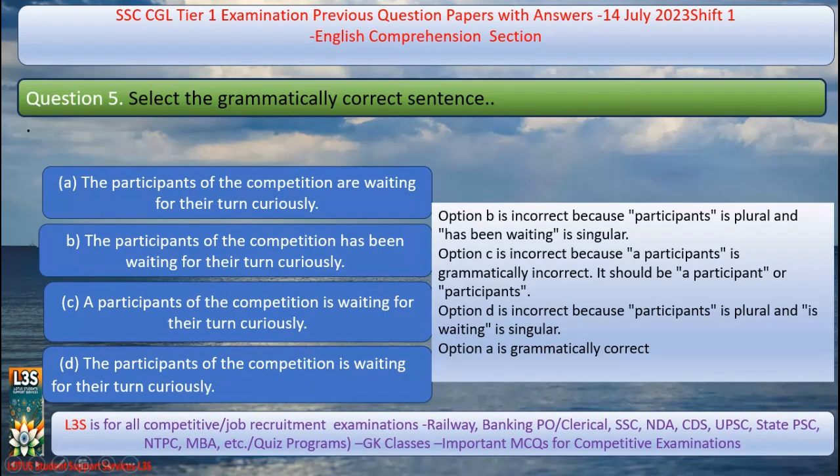And then next, C, a participants of the competition is waiting for their turn curiously. A participants is not correct. It should be a participant. So it is wrong. Then D, the participants of the competition is waiting for their turn curiously. Again, it is plural and it should not be is. So option A is the correct option here.